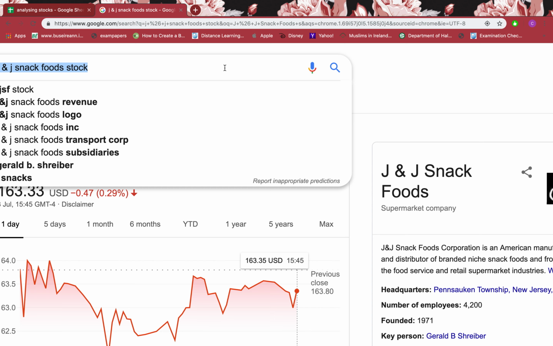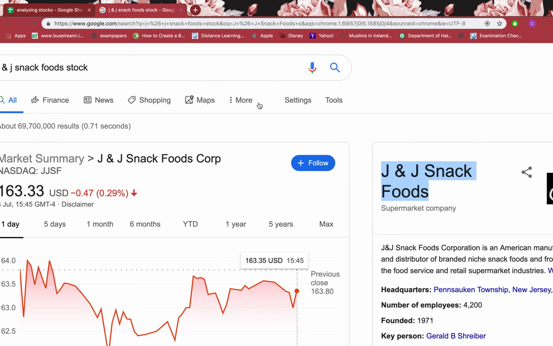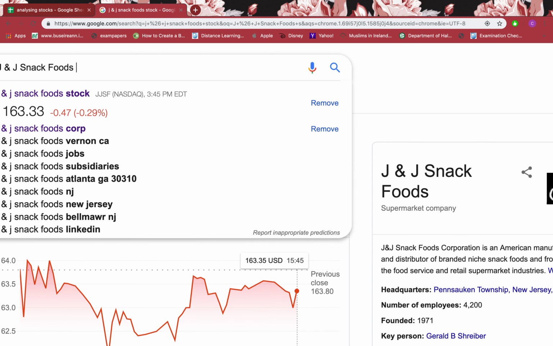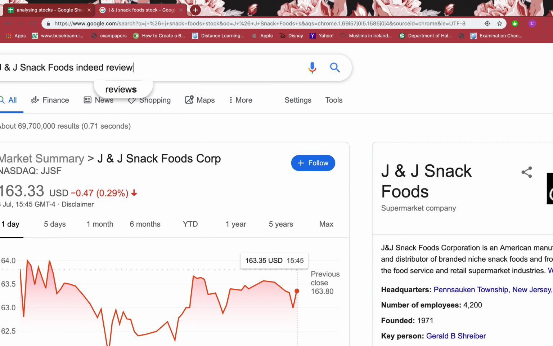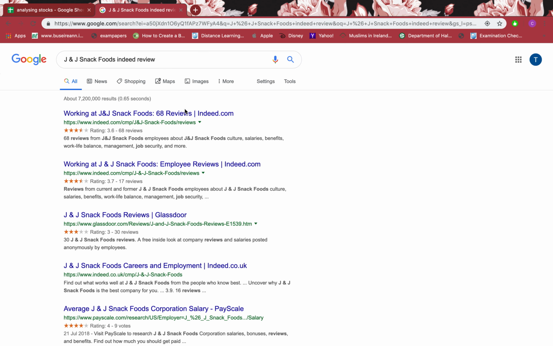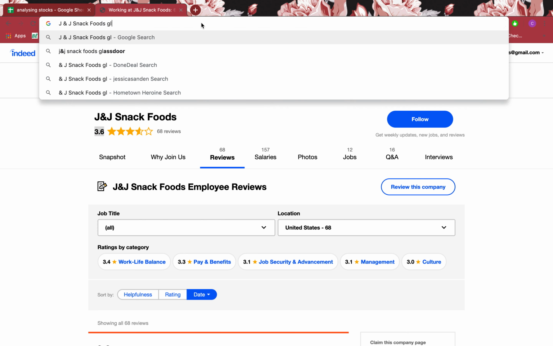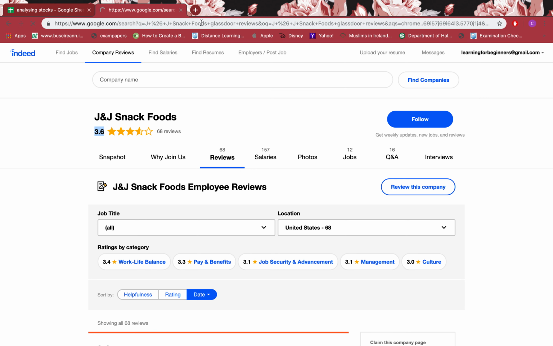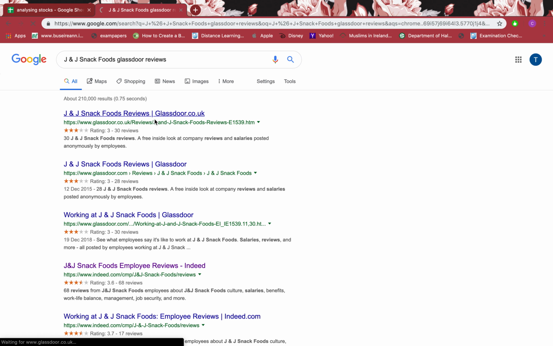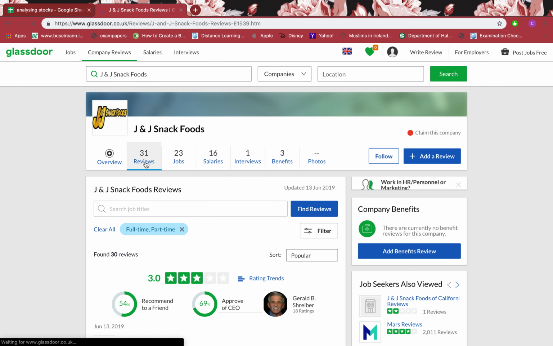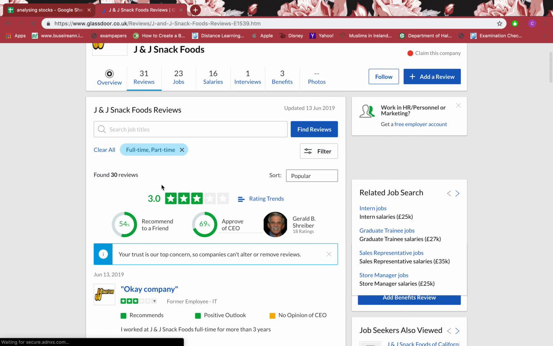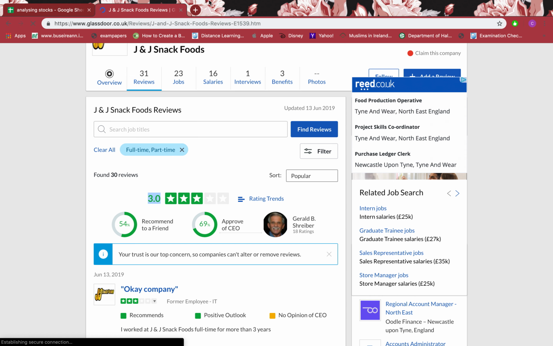Now I will just copy that, and I want to see what the employees have to say. So I'm gonna check that in Indeed, which is a brilliant website, and you can see 68 reviews and it's 3.6 stars, which is above average. So this is good in Indeed. And let's now look at Glassdoor because that's another brilliant website. We have a total of 31 reviews, which is not a lot, but still it's 3 stars, which is good.